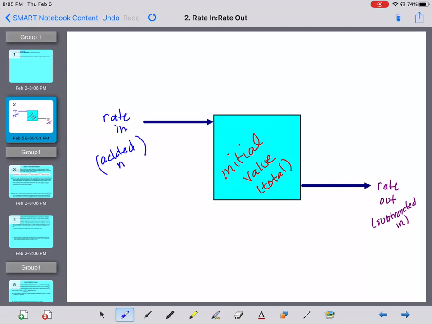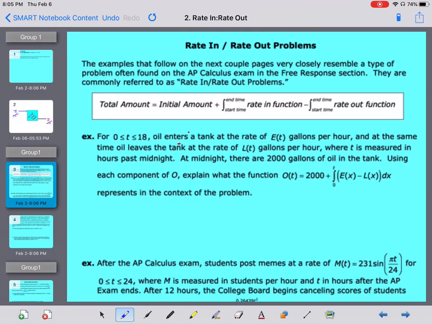So our rate in is increasing this initial value where our rate out is decreasing it. We've been dealing with one or the other, but we haven't been dealing with both at the same time. That's what we're going to talk about today, how we set it up to deal with both of those at the exact same time. Like I said, we call these rate in, rate out problems.